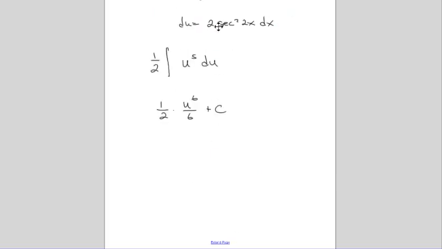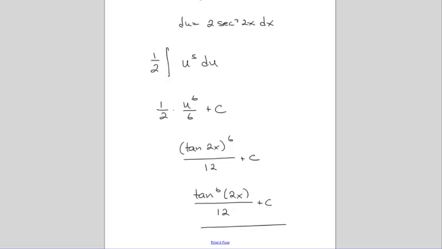And then we substitute back in. So we'll end up with the tangent of 2x quantity to the 6th power divided by 12, because 2 times 6 is 12, plus c. And then we can rewrite this in its more compact form. And so that is our final answer.